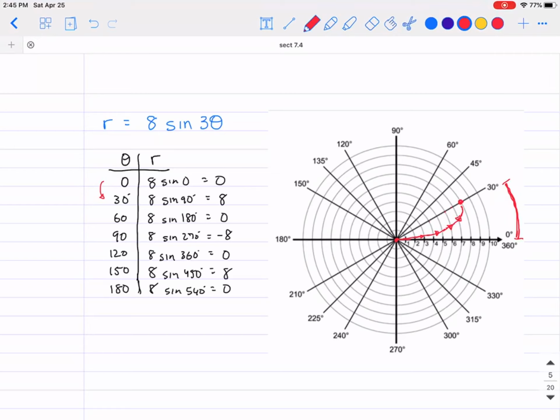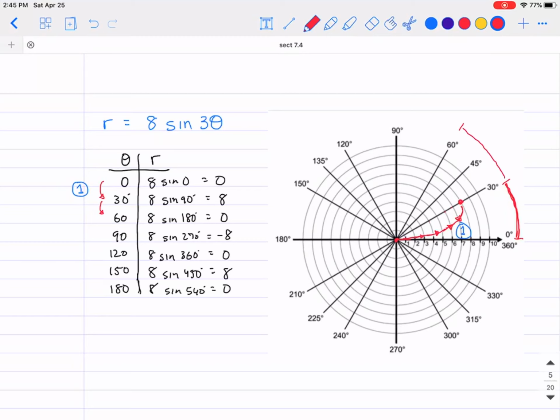So as we increase our rotation, we increase our value of r. So that's going to be the first piece. Let's go ahead and label that as petal part number 1 over here. So that's going to be petal number 1.